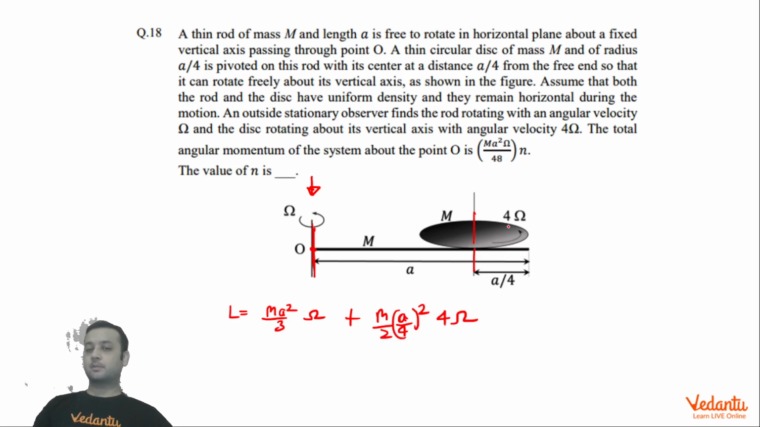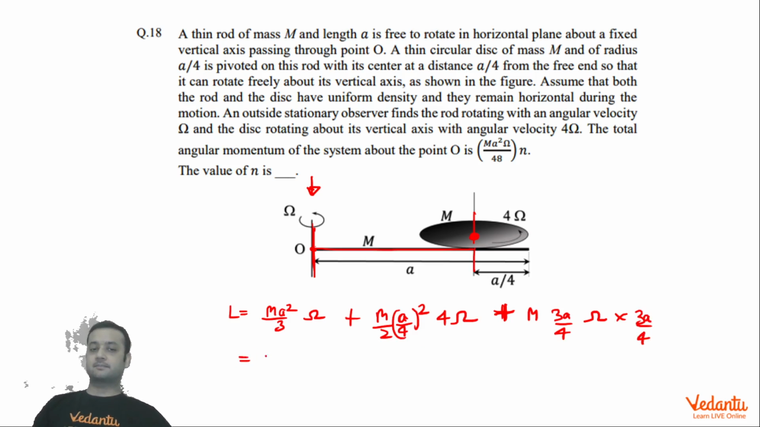So this is the angular momentum of the disk about its center of mass, plus the angular momentum of the center of mass about point O. That is m v r. The mass of the disk is m. The velocity of the center of mass will be 3a by 4 into omega, because the center of mass will be going in a circular motion of radius 3a by 4 about point O with an angular velocity of omega. So m v into r, where r again is 3a by 4.